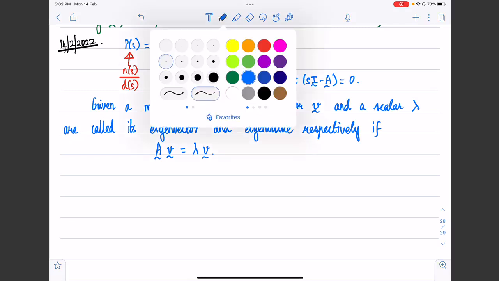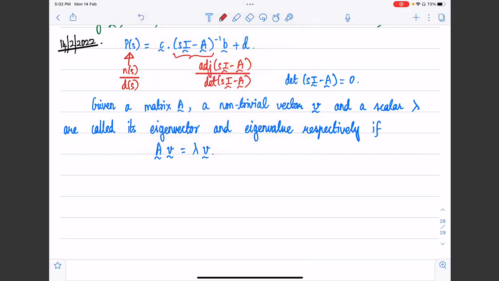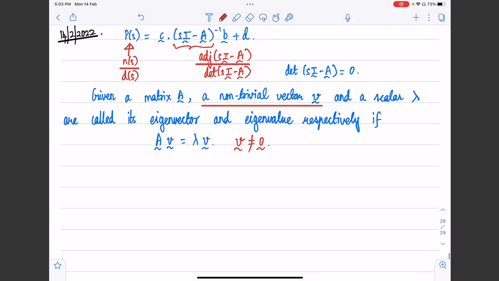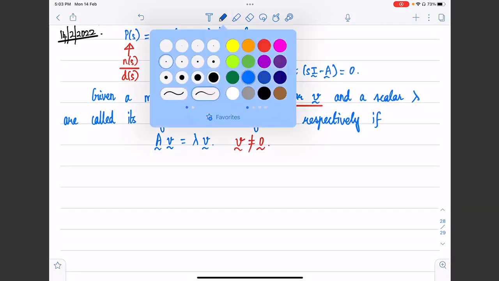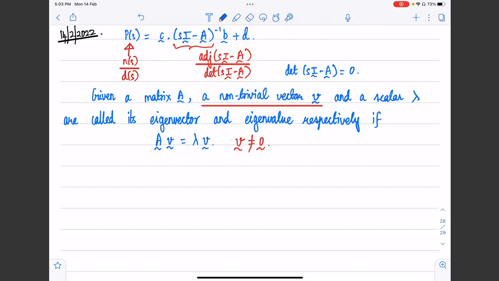Importantly, we should note that this v is a non-trivial vector. That means v is not zero by definition. So the eigenvector is non-zero by definition, and that is something we need to remember. This is the definition of an eigenvalue and an eigenvector.